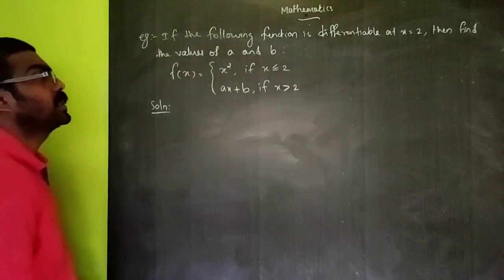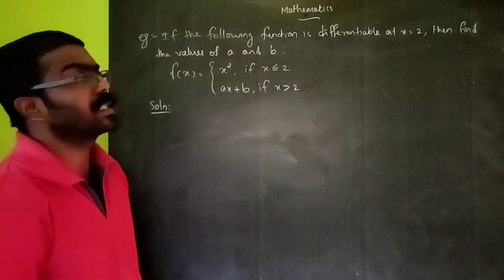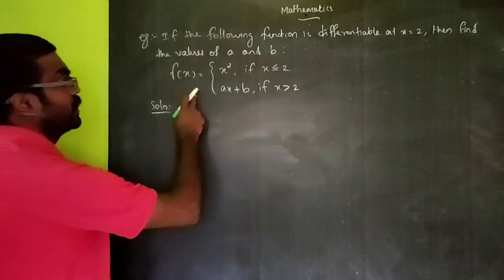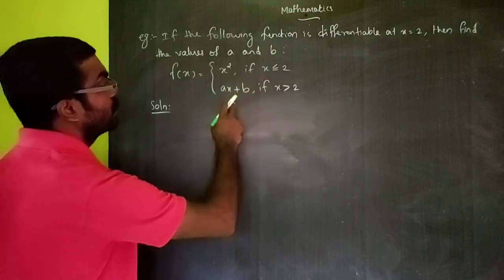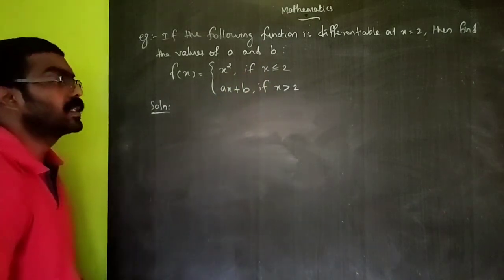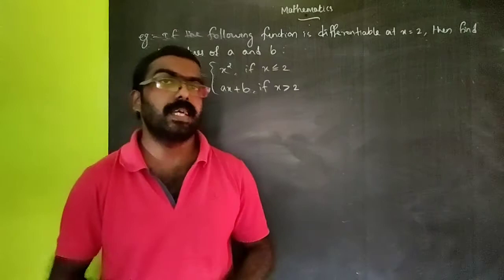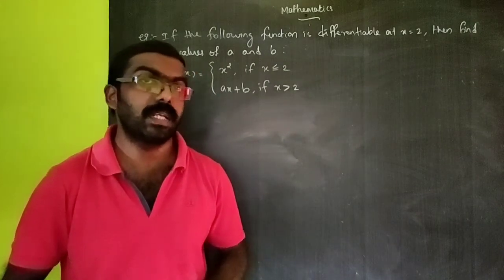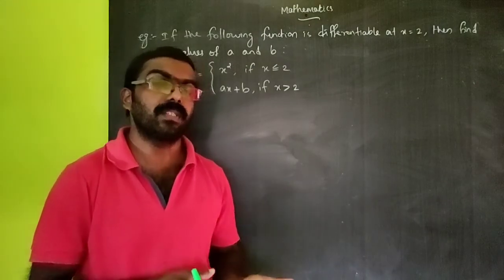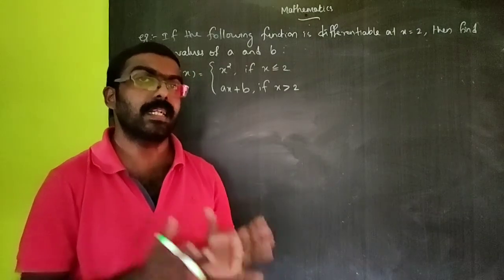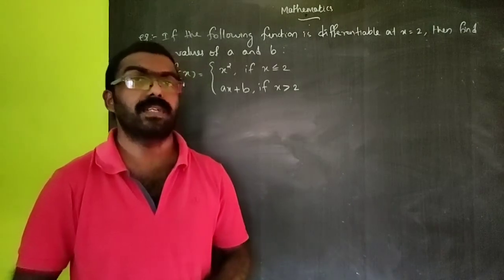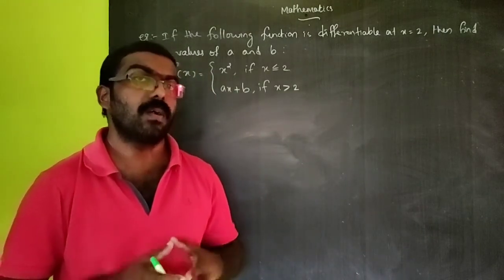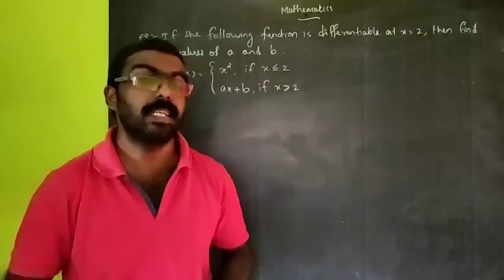If the following function is differentiable at x equal to 2, then find the values of a and b. F of x is equal to x square if x less than or equal to 2, ax plus b if x greater than 2. So it is given that the function is differentiable. Differentiable means function must be continuous. Okay. Differentiable implies continuous, but continuous doesn't imply differentiability. All differentiable functions are continuous, but all continuous functions need not be differentiable. Okay.